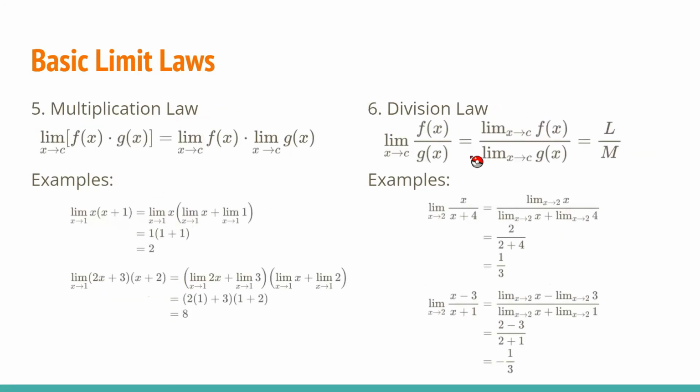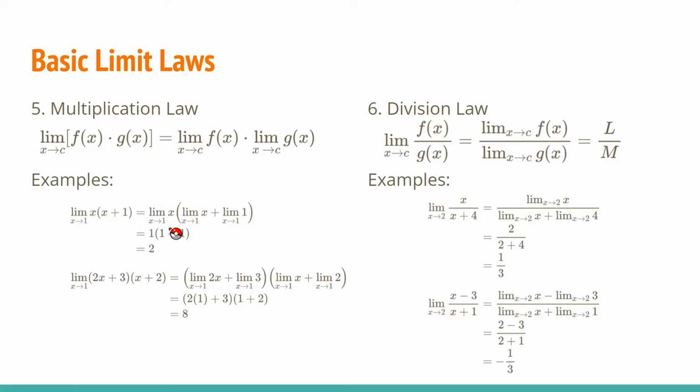For the multiplication and division law, it's very similar to the sum and difference law, in which we just have to separate them. The limit of f of x times g of x as x approaches c is equal to the limit of f of x as x approaches c times the limit of g of x as x approaches c.